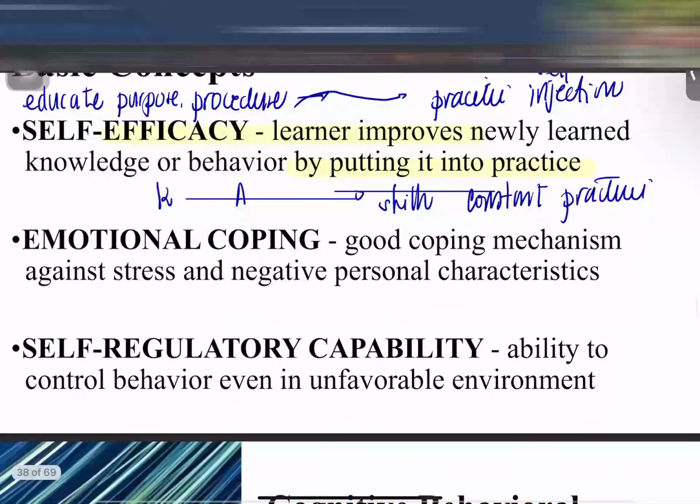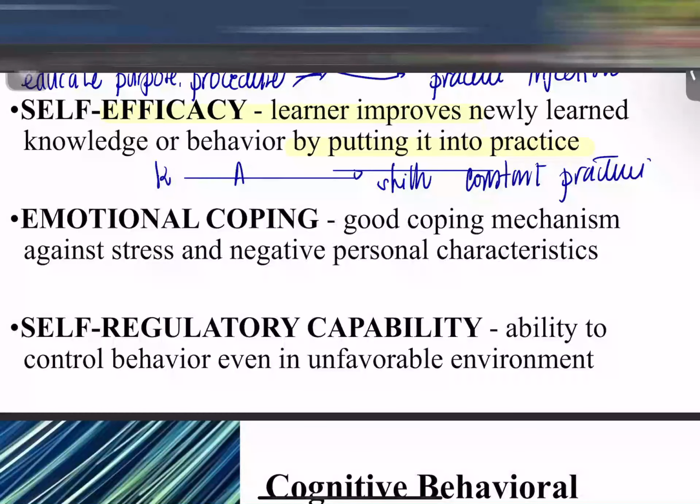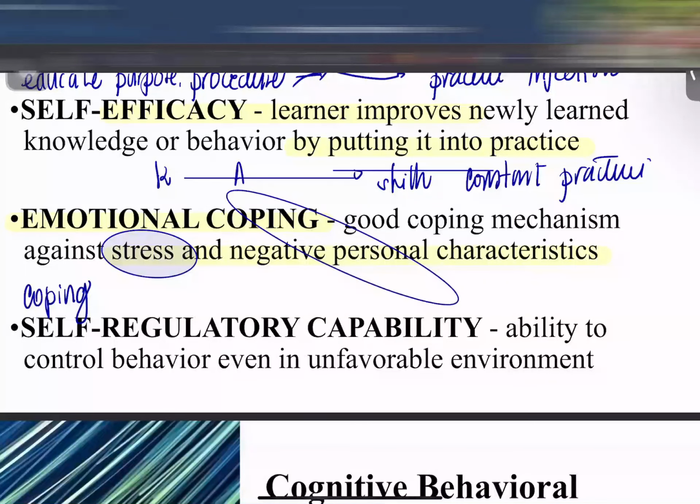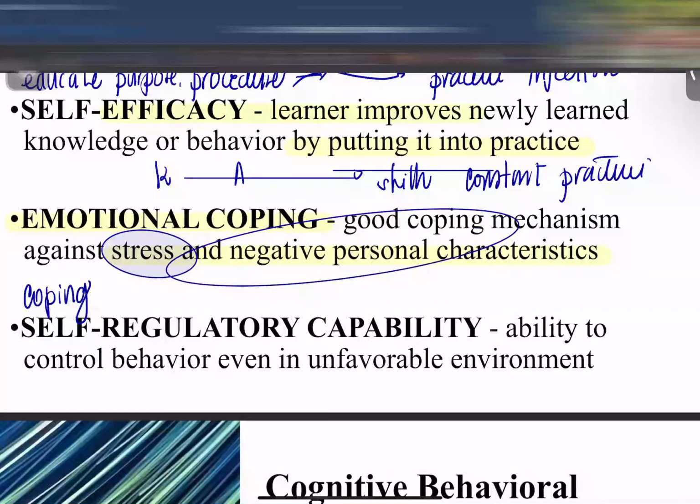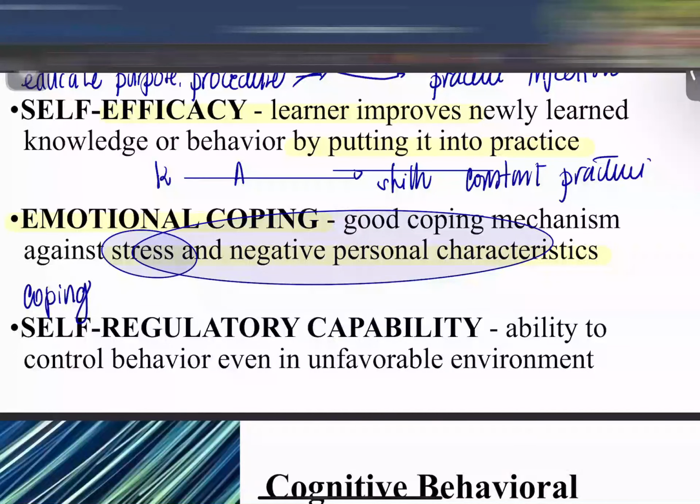Okay? Now, emotional coping. When we look at the term emotional coping, class, this refers to good coping mechanisms against stress and negative personal characteristics. So class, look at the definition. This is very much applicable to your lives also. So class, when we talk about coping, it should be against stress and also negative personal characteristics. Now, it goes without saying, I don't know if you've heard of a quote which says that you cannot change how others react, but you can surely change how you react to the situation.